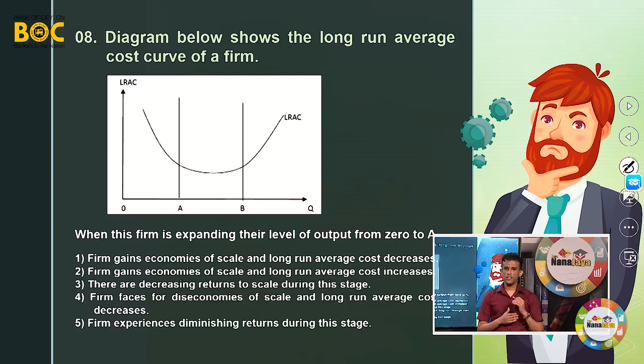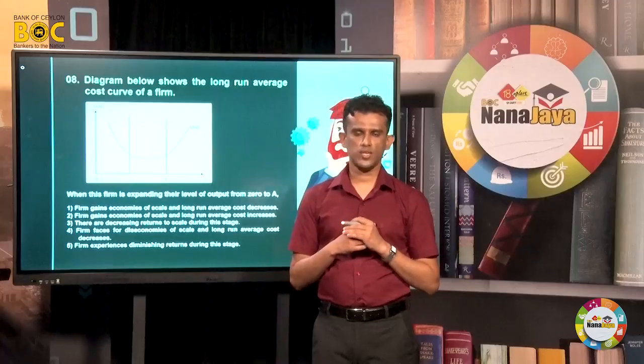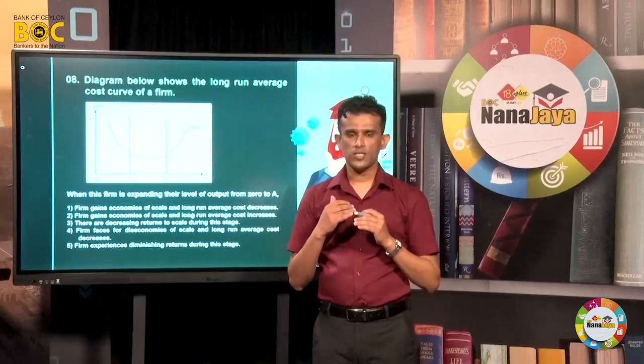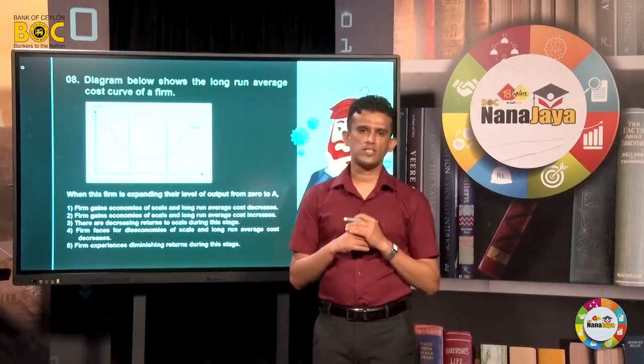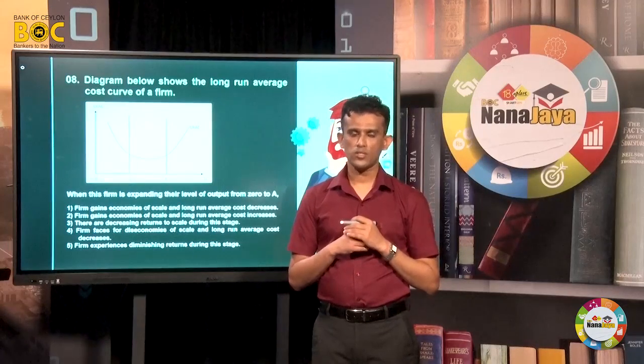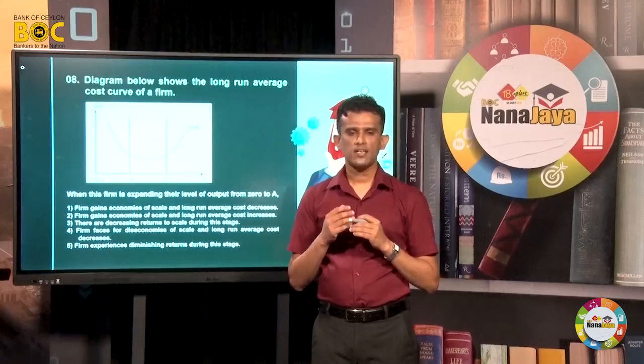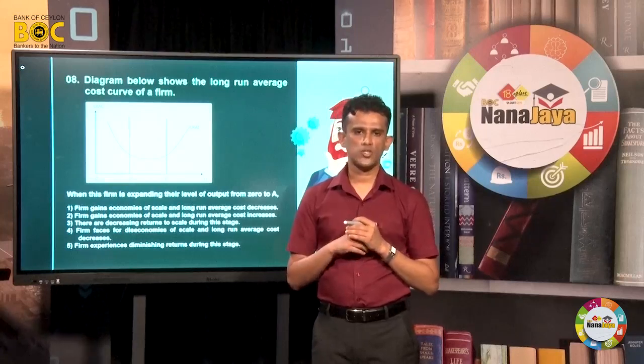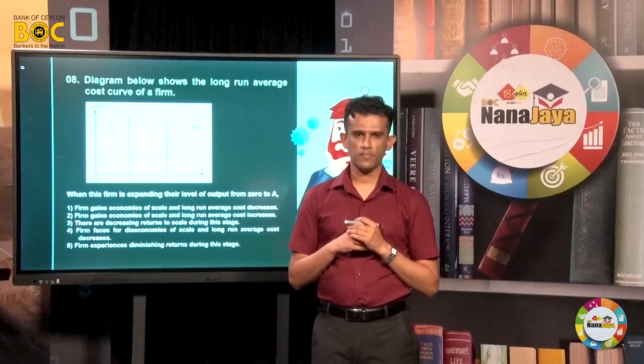Right. There are three types of returns to scale: increasing returns to scale, constant returns to scale, and decreasing returns to scale. If output increases at a higher percentage than the percentage increase in the inputs, we identify that as increasing returns to scale. But if output increases at the same percentage as the increase in the inputs, we identify that as constant returns to scale. Also, if output increases at a lower percentage than the percentage increase in the inputs, we identify that as decreasing returns to scale.